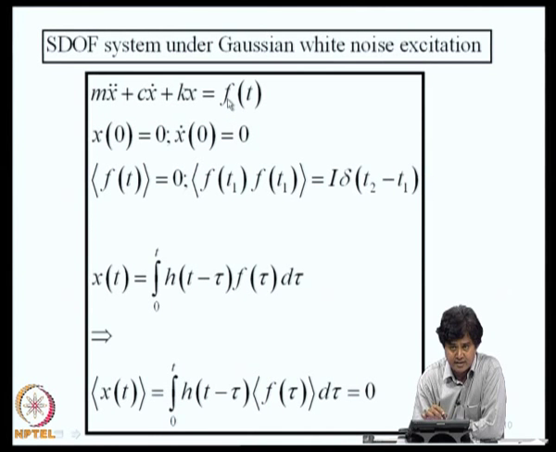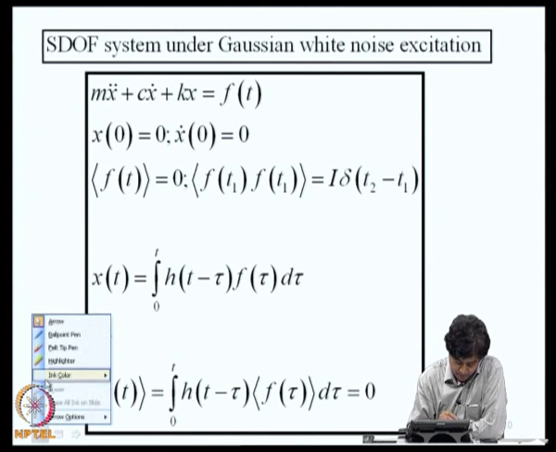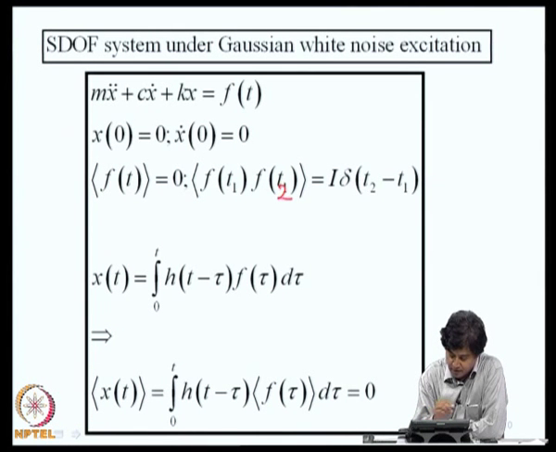If any of these conditions are violated, we can solve a separate deterministic problem and find out the contribution from non-zero mean for excitation and non-zero initial conditions. That is reasonably straightforward. So, we will focus only on issues related to randomness in f of t. So, expected value of f of t is 0. Since we are saying that f of t is a Gaussian white noise, the expected value of f of t1 into f of t2 is I into Dirac delta of t2 minus t1.